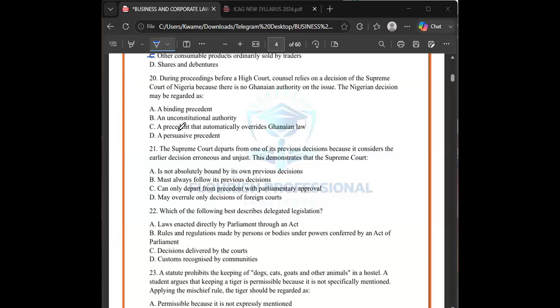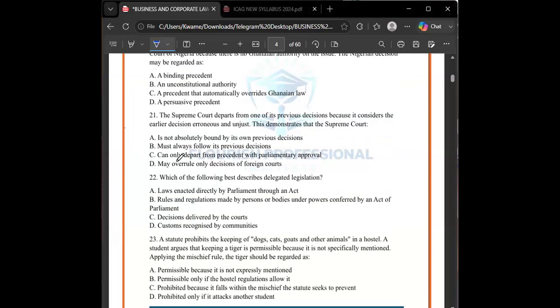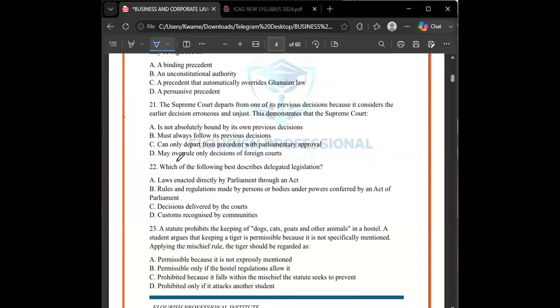The Supreme Court departs from one of its previous decisions because it considers the earlier decision erroneous and unjust. This demonstrates that the Supreme Court: A. is not absolutely bound by its own previous decisions, B. must always follow its previous decisions, C. can only depart from precedent with parliamentary approval, D. may overrule only decisions of foreign courts.